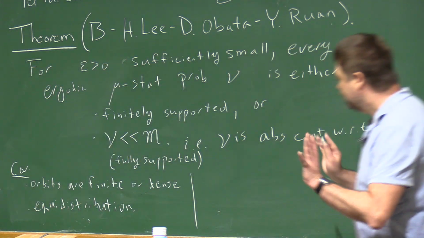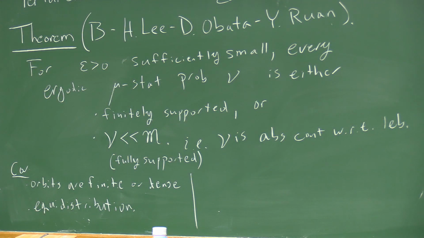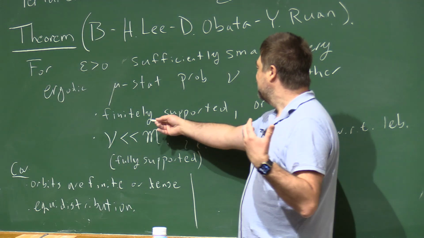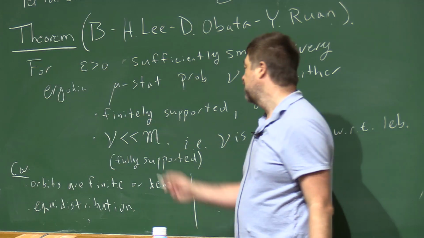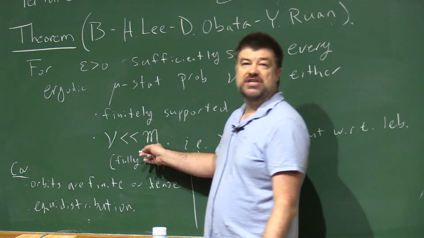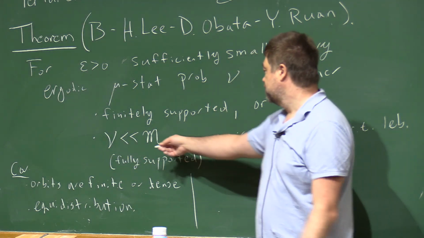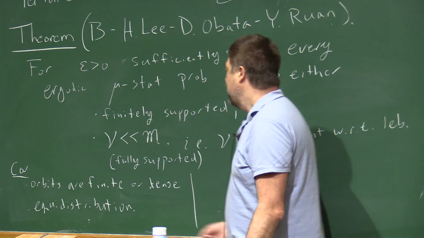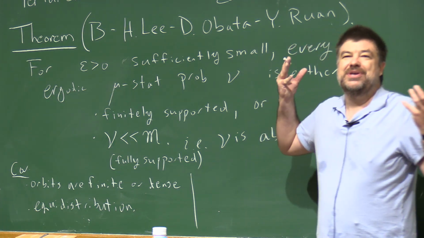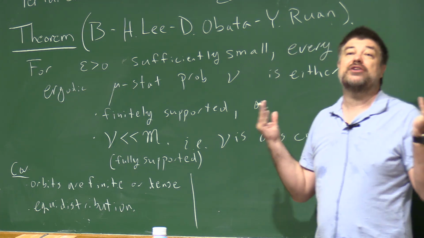But maybe one philosophy that I like about this theorem is that finitely supported things are sitting on a finite set, which has dimension 0. Any measure that's absolutely continuous, even with a terrible density with respect to Lebesgue, has full dimension. So this has Hausdorff dimension 2. And what this is saying is that there are no invariant objects, no invariant fractal objects.